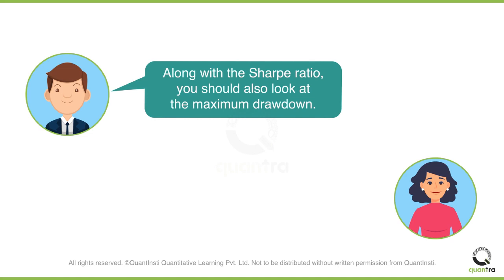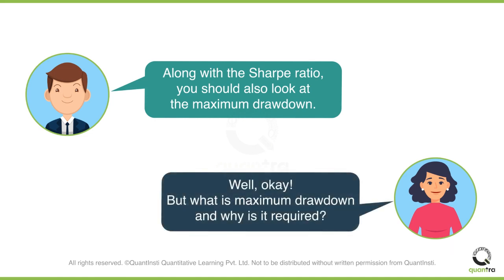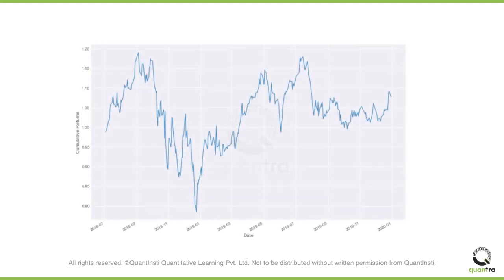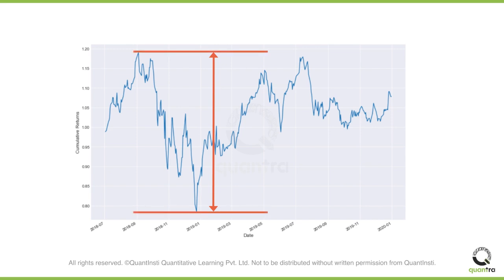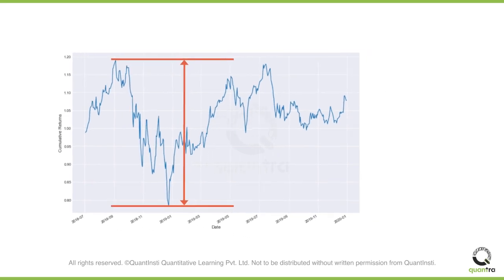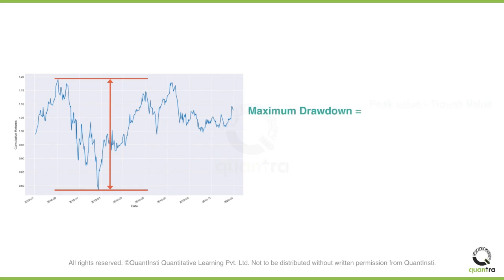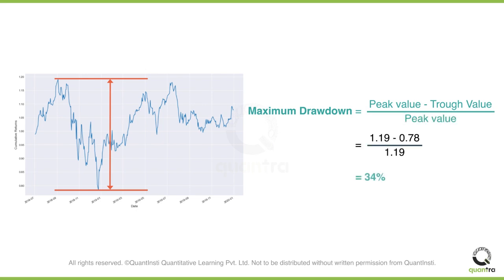Sophie further asks John what is maximum drawdown, and why it is important. John explains that the maximum drawdown is the maximum observed loss from the highest peak to the next lowest trough. For any strategy, it can be calculated by subtracting the peak value from the trough value, and then dividing it by the peak value, which in this case, is around 34%.